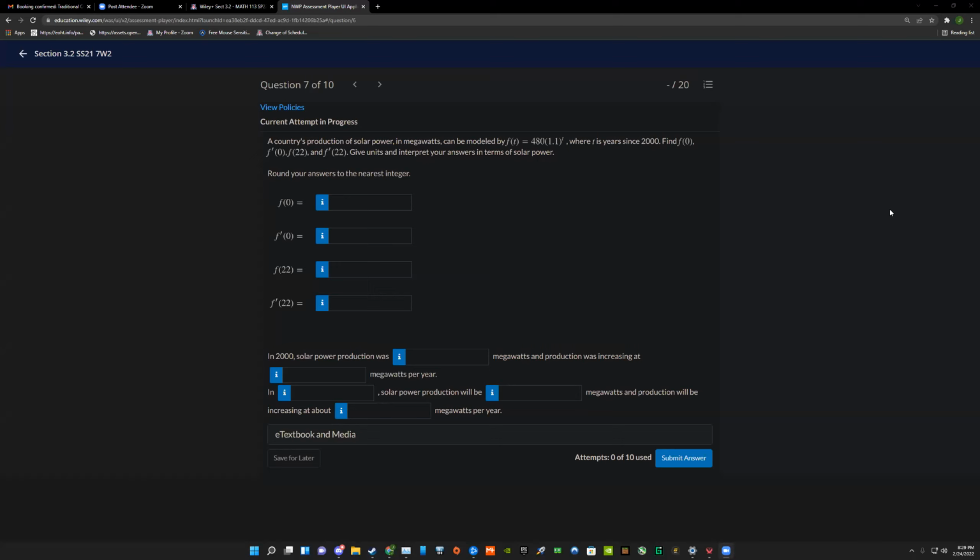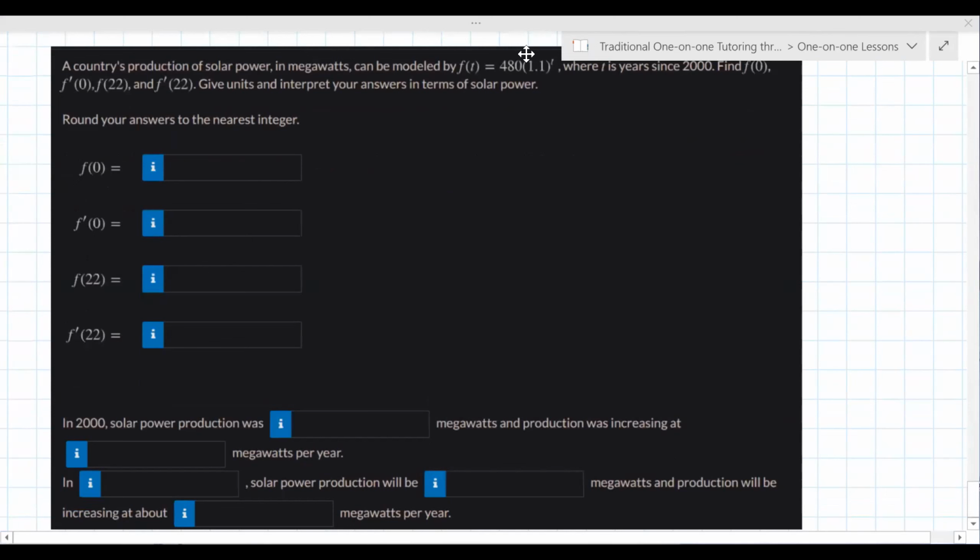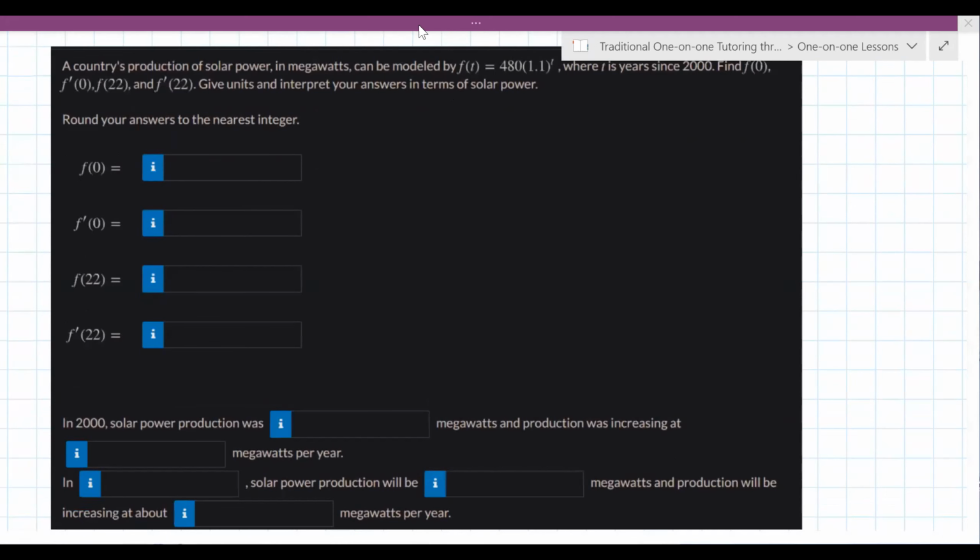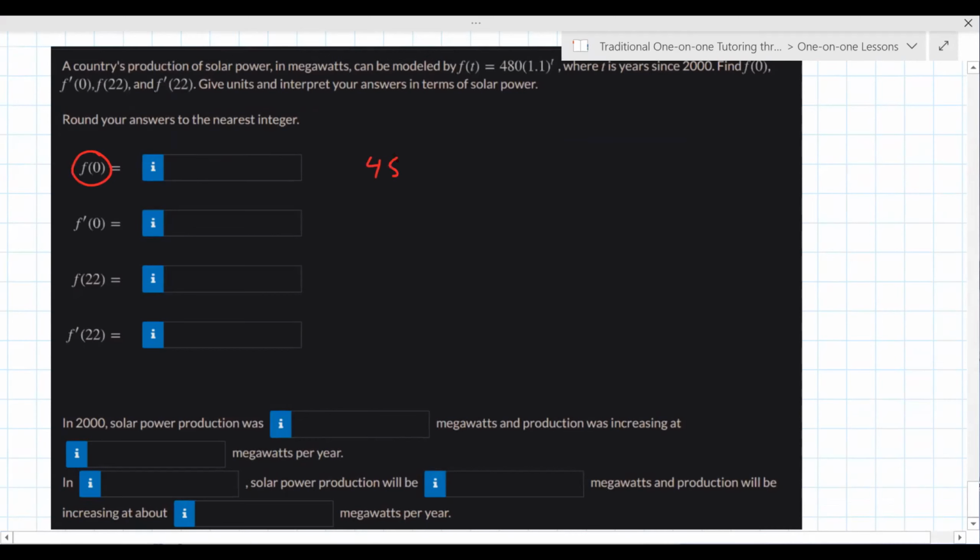All right, so let me share my screen here. They give you an equation and they want you to evaluate the equation at 0. So that's this notation right here. That's the original function. That's 480 times 1.1 to the power of 0, and that equals 480.